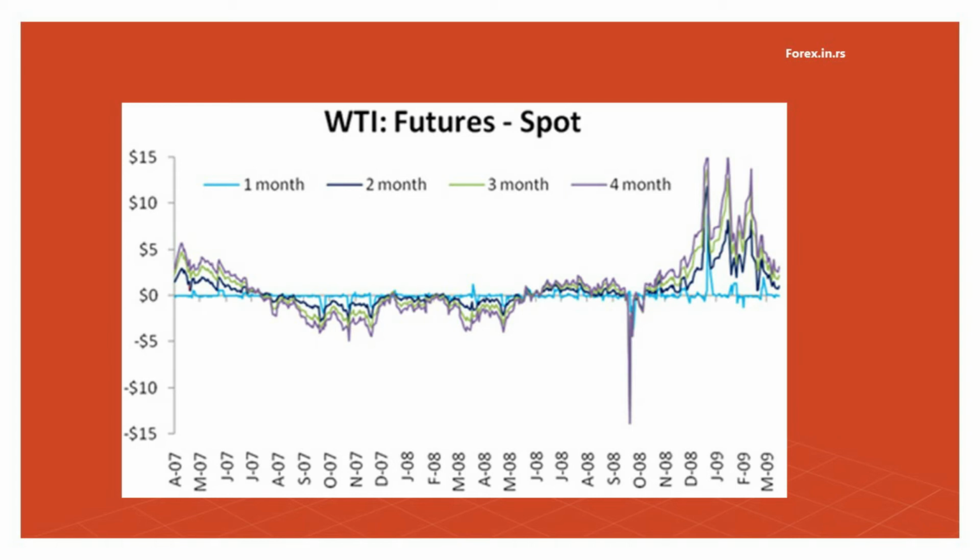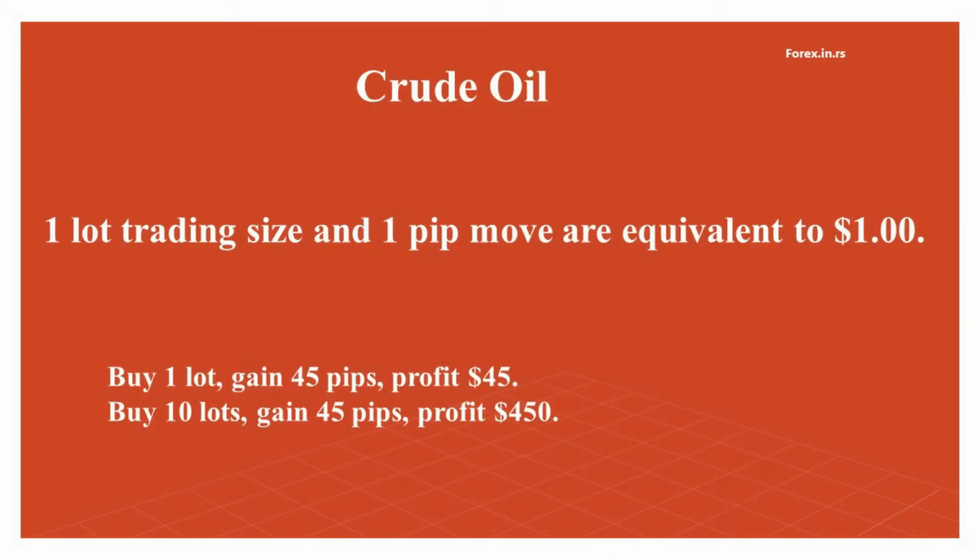And we need to watch that because as traders, we need to know technical analysis and fundamental analysis equally. Now, we are on the main topic. So, how can I calculate the pip for crude oil? A pip in crude oil on most trading platforms is considered to be $0.01 or 1 cent. Remember that for one lot of oil trading size, one pip move is equivalent to $1.